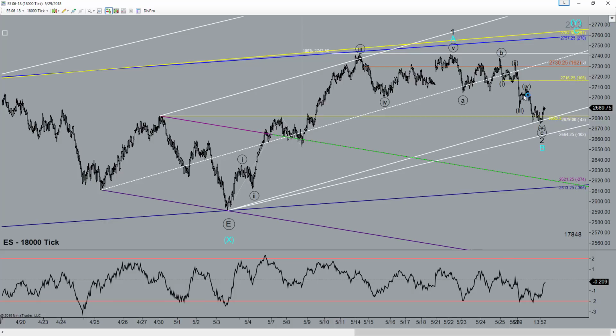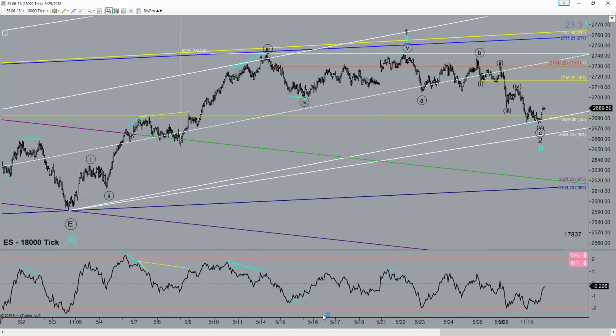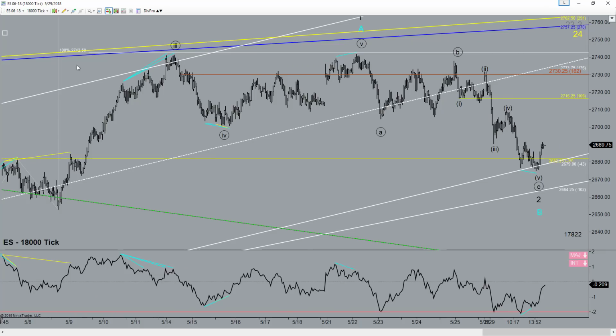So here we opened up. This is an 18,000 tick chart. This is NinjaTrader 7 that I'm showing right here. This is the low early this morning. We opened up right around in here. I was looking for one more swing high for a wave 4 high, and then to go down to make that fifth wave low. So we've done that.